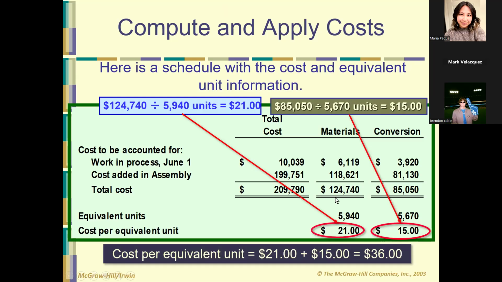124,000. We see that number there? The total materials, we're going to take that total raw material and divide it by the 5,940 equivalent units of production in materials. We will do the same thing with the $85,000. Divide that by the 5,670 gives us $15. The cost equals $21 for material, $15 for conversion cost. Total cost $36 a unit.